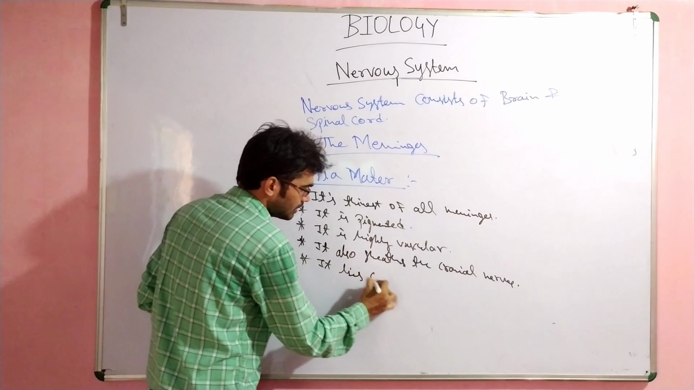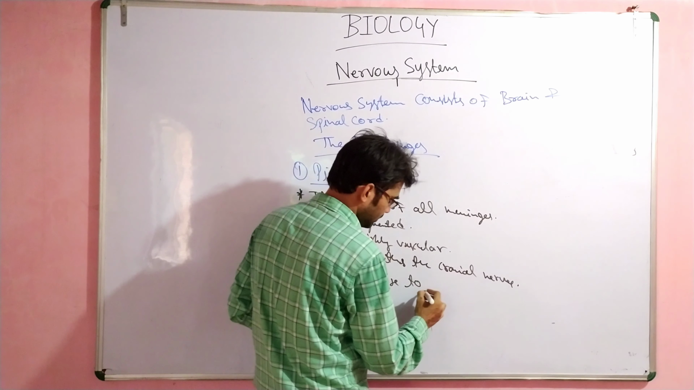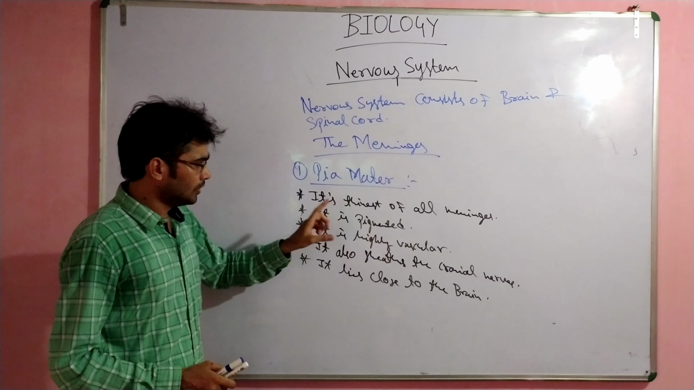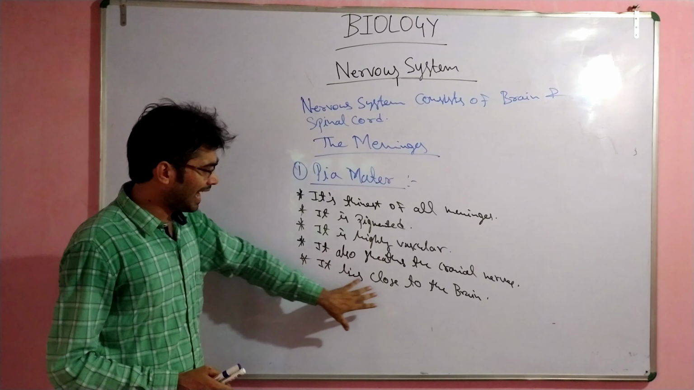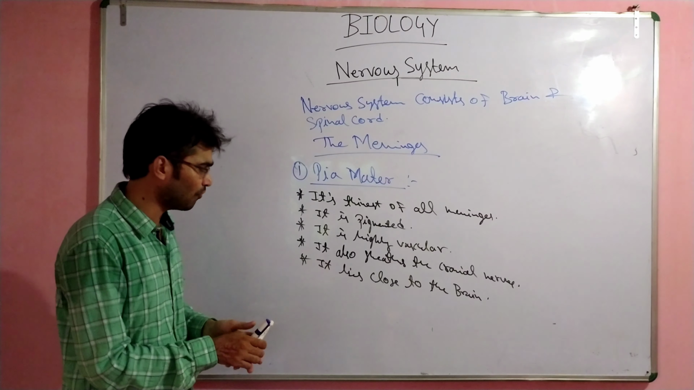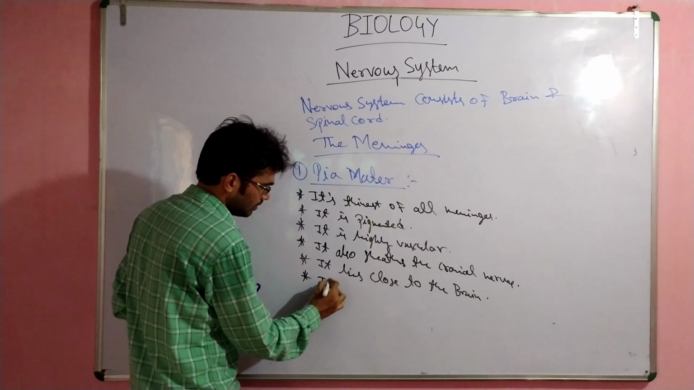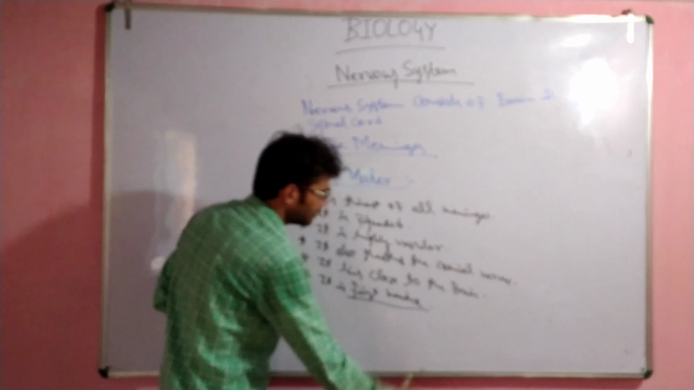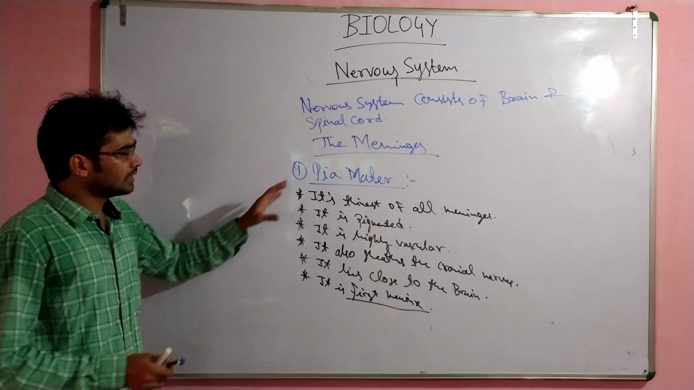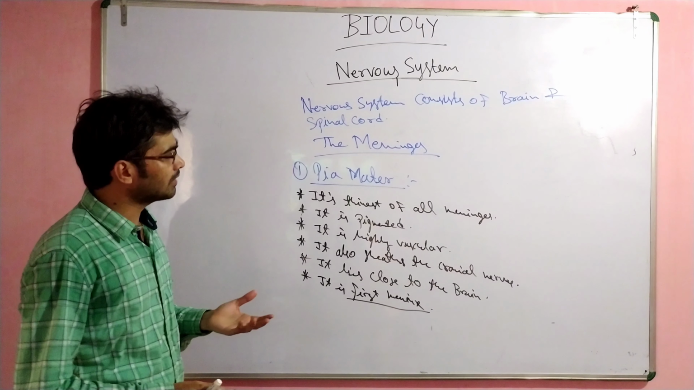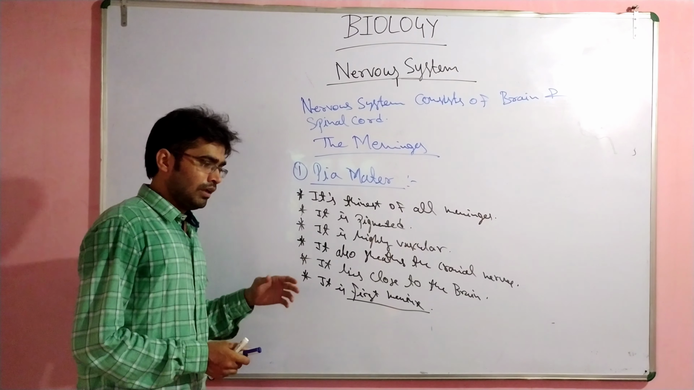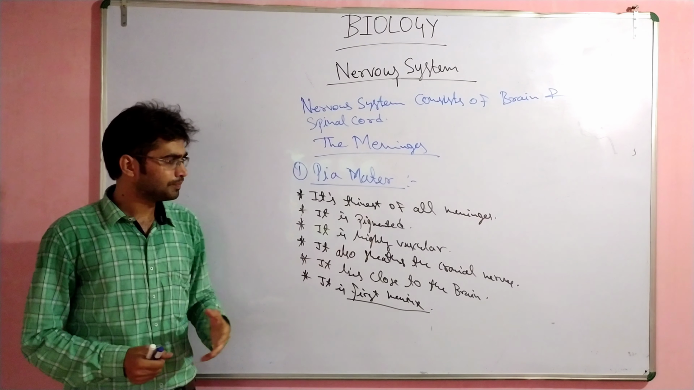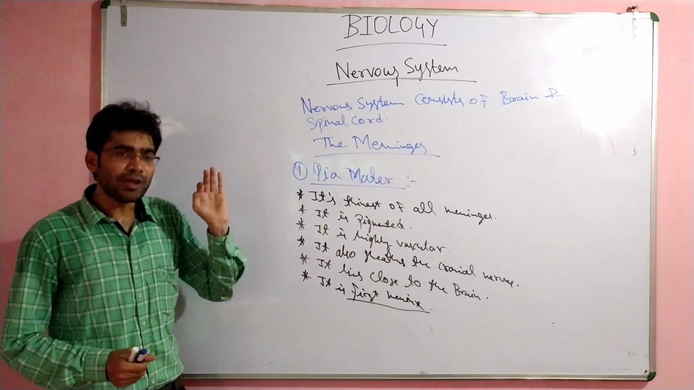One important thing you must remember, it lies close to the brain. It is the first meninges. Always remember. After the pia mater, there is another meninges, and that meninges is known as arachnoid. Arachnoid is also thin, not highly vascular like that of pia mater, and it is wavy.